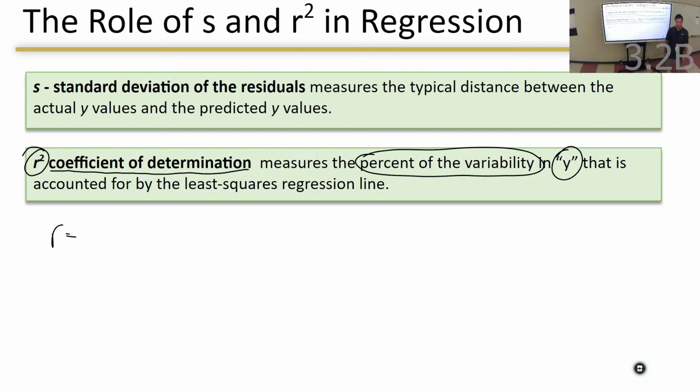But it's the percent of variation. If you just remember that, you're golden.